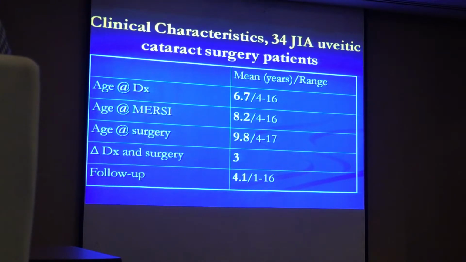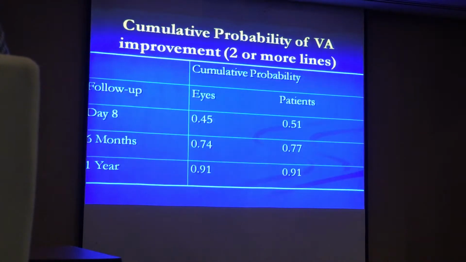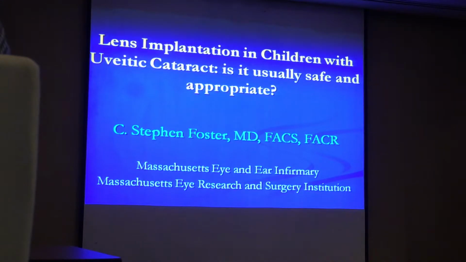And then they move on to this group, and they look at some of the cataract surgery patients that appear here. For that group, the probability of improvement seems to be reasonable, so we can intervene sooner.